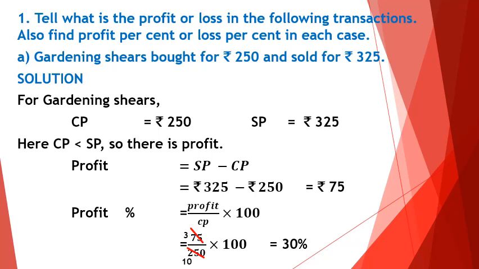So the numerator become 3 and denominator become 10. Again you can cancel 10 and 100. So the numerator become 10 and denominator become 1. So 3 into 10 equal to 30%. That is profit percentage equal to 30%. Children, please try to do the cancellation yourself.